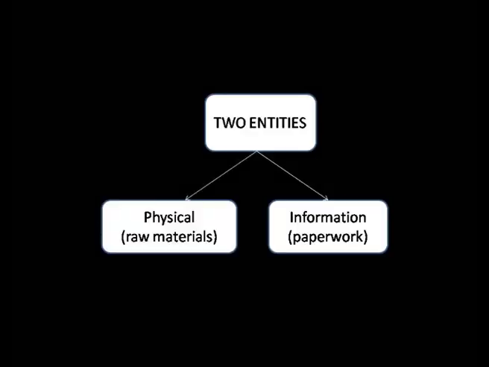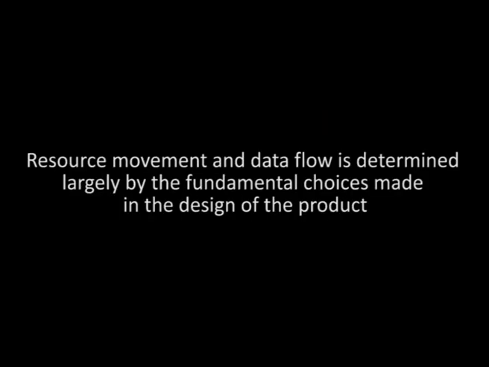When the machines and methods are chosen, the production manager must keep in mind the adaptability of workers to these equipments and schedules. There are two entities when one talks about materials: physical, which is raw materials, and information, which is paperwork. The smoothness of resource movement and data flow is determined largely by the fundamental choices made in the design of the product and in the process to be used.